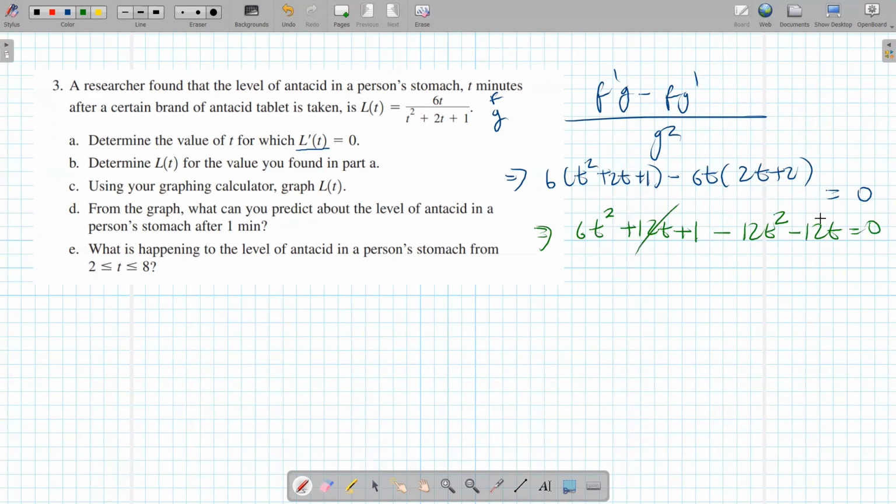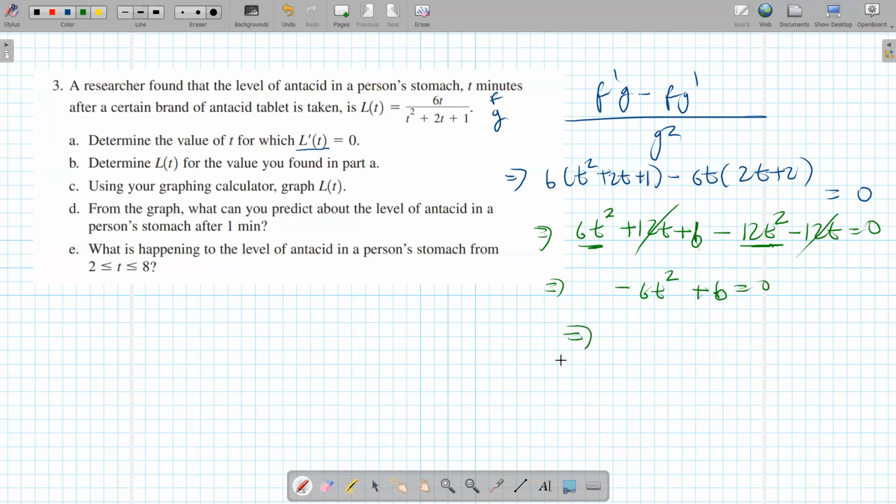So plus 12t and minus 12t is gone. 6t squared minus 12t squared is minus 6t squared. Wasn't the plus 1 supposed to be 6? You're right, it is. Plus 1 is 6. 12t is gone. So minus 6t squared plus 6 equals 0.